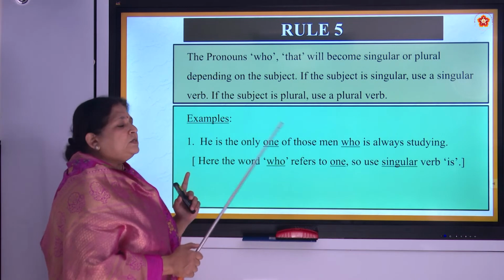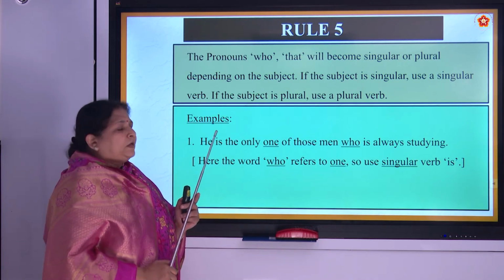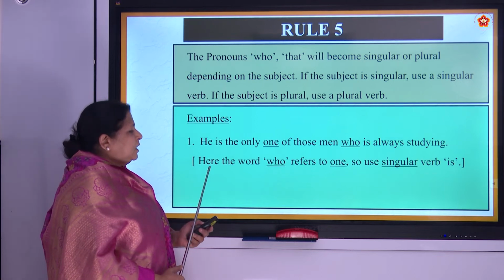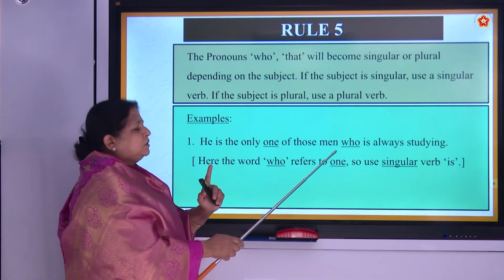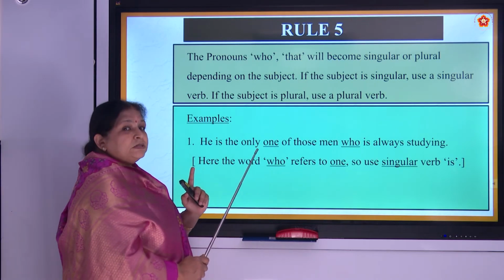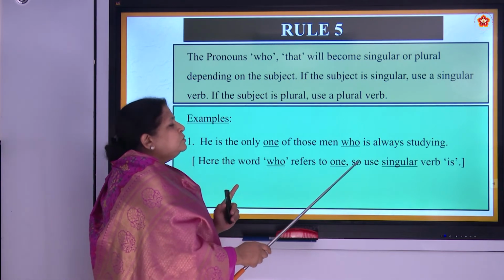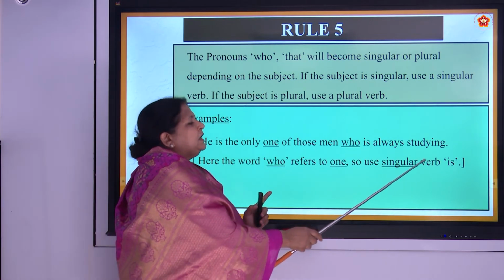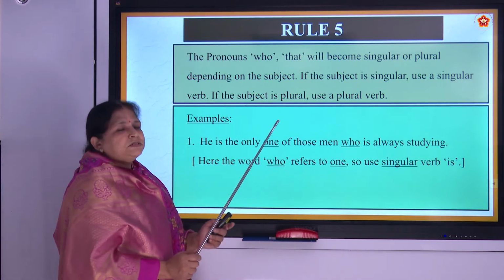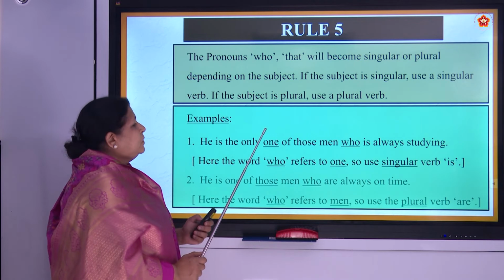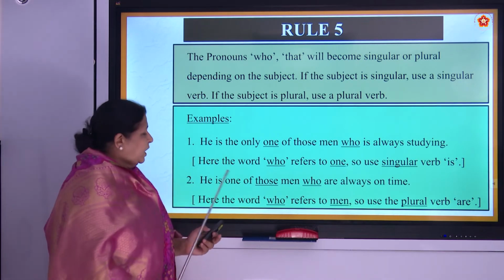I hope you are understanding this sentence. It is very tricky. So please pay attention. Here the word who refers to one. See who? Only one. It is written, right? So one is singular, use singular verb is. So who is always studying. Now let us see the next. This is also a tricky one.